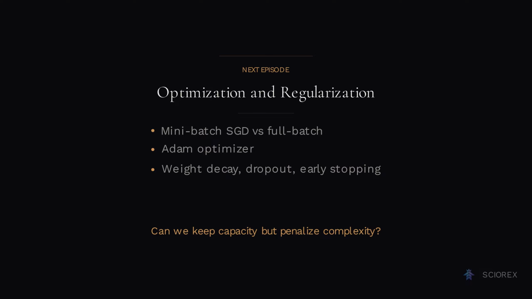Here is a question to carry forward. In today's code demo, the degree 9 polynomial overfit badly. What if, instead of choosing a simpler model, we kept the complex model but added a penalty for having large parameter values? Would that force it to use its flexibility wisely? That idea, penalizing complexity while allowing capacity, is the core of regularization, and it is where we pick up next time.